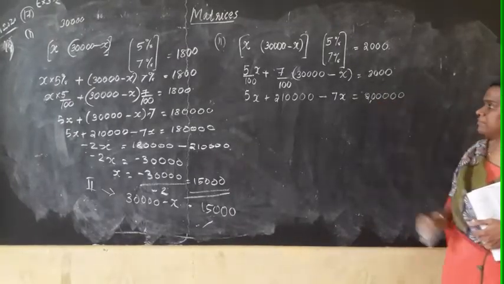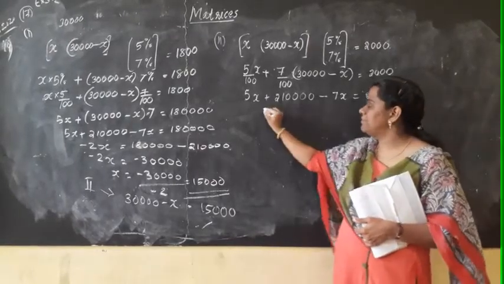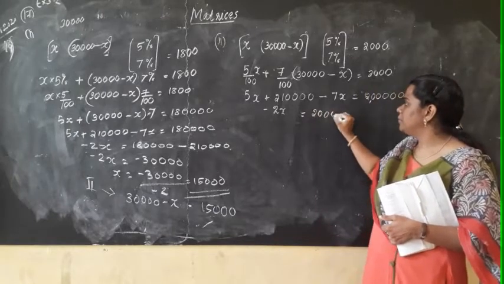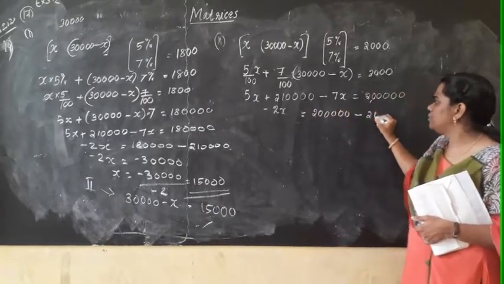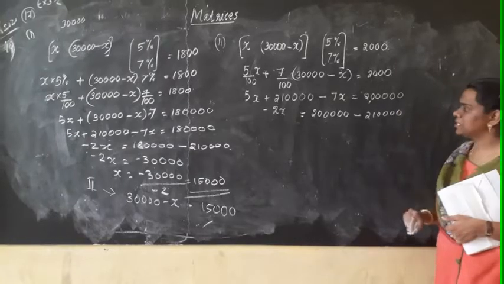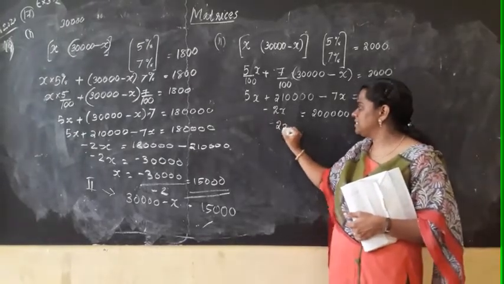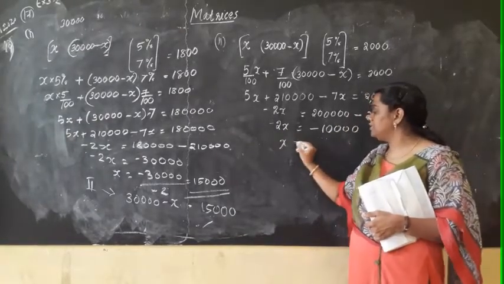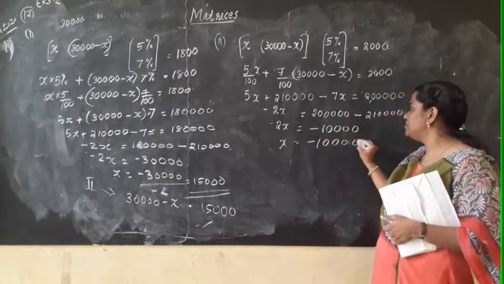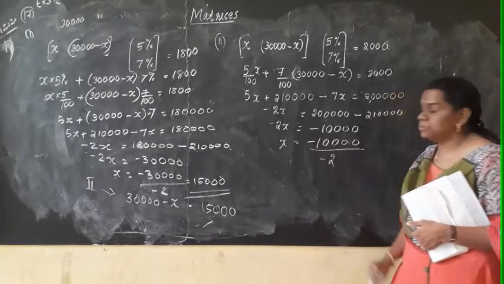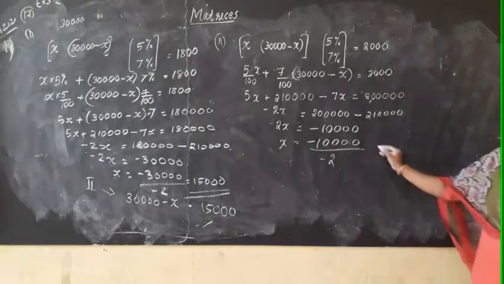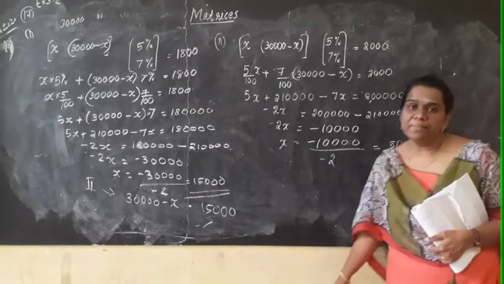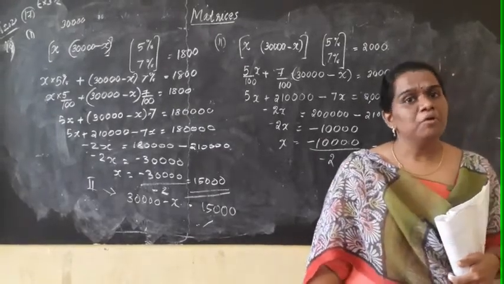That is 2 lakh. Then 5x minus 7x is minus 2x. Minus 2x is equal to 2 lakh minus 2 lakh 10,000. That is minus 2x is equal to minus 10,000. Then x is equal to minus 10,000 divided by minus 2. We get 5,000. X is 5,000. That means in the first bond they pay 5,000.